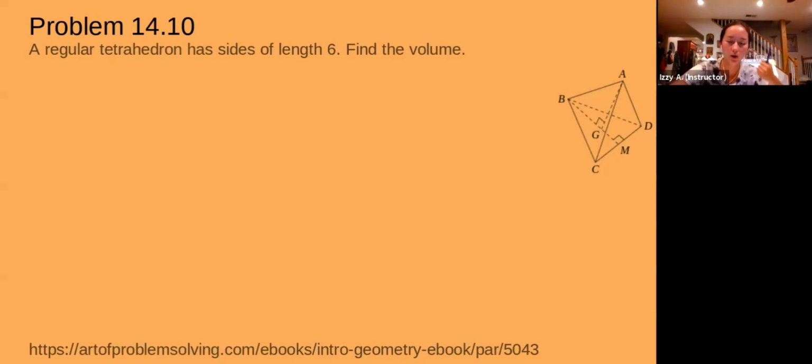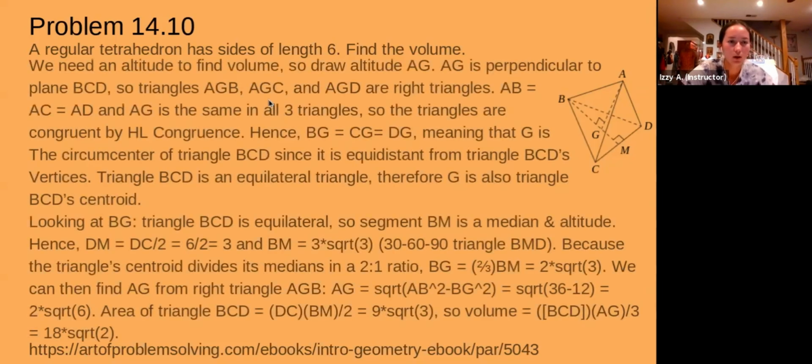Okay, I will go ahead and go over the problem. In order to find the volume, we need an altitude. So if you're drawing this out, you would draw AG. AG is perpendicular to plane BCD, so triangles AGB, AGC, and AGD are right triangles. AB, which is equal to AC, is also equal to AD, and AG is the same in all three triangles. So the triangles are all congruent by HL congruence, the hypotenuse-leg congruence.